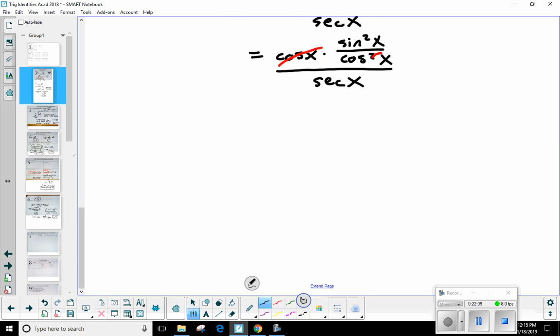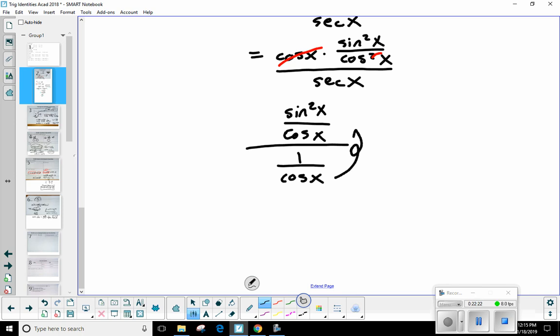So we've got, let me give myself a little more room. We've got sine squared of x over cosine of x. Now instead of secant, we're going to say 1 over cosine of x. And we multiply by the reciprocal. So sine squared of x over cosine of x times cosine of x over 1. And what happens?